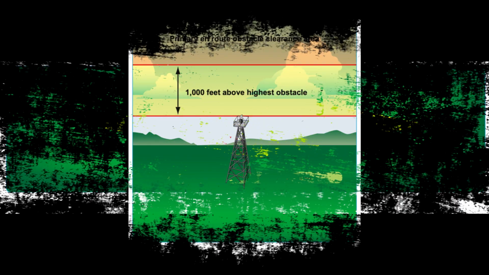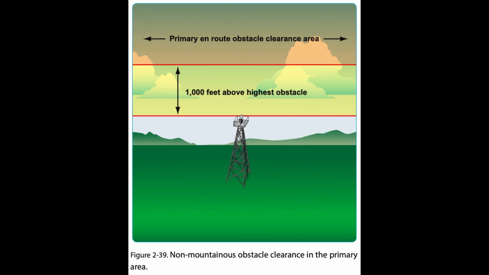For protected en route areas, the minimum obstacle clearance in the primary area, not designated as mountainous under 14 CFR Part 95 IFR altitude, is 1,000 feet over the highest obstacle. Figure 2.39. The secondary obstacle clearance area extends along a line 2 nm on each side of the primary area.